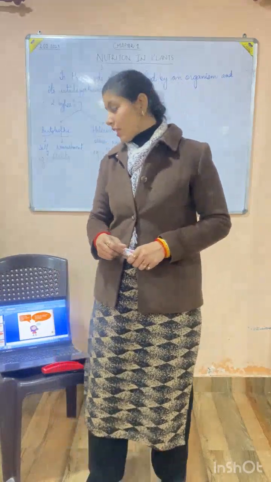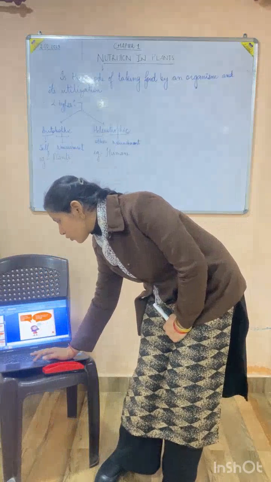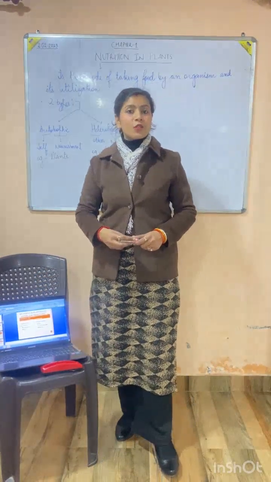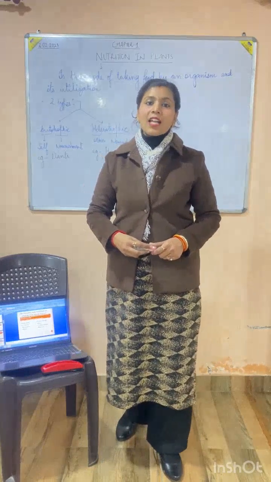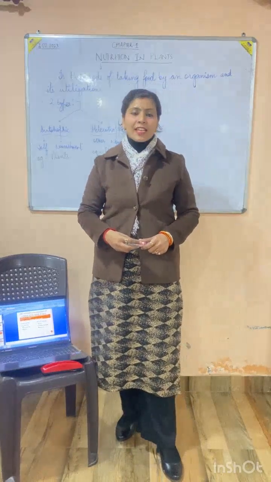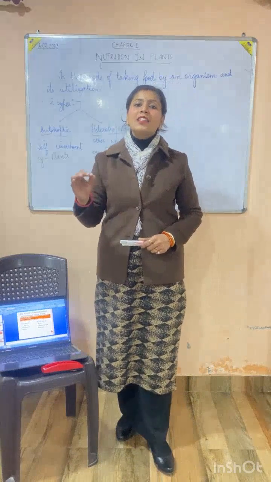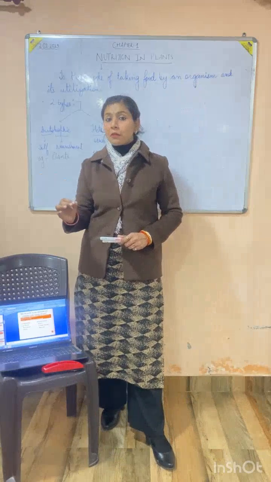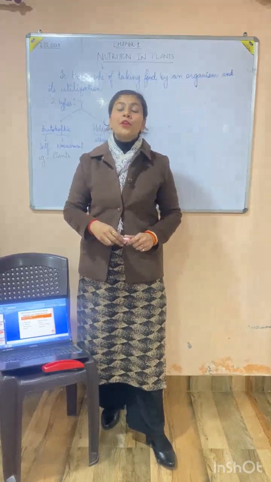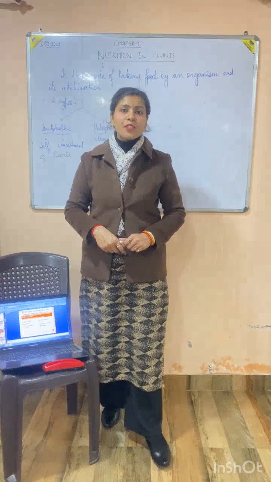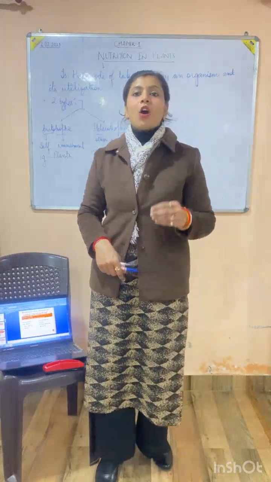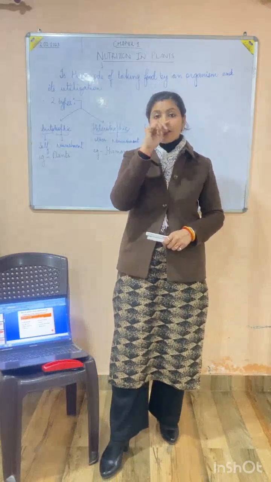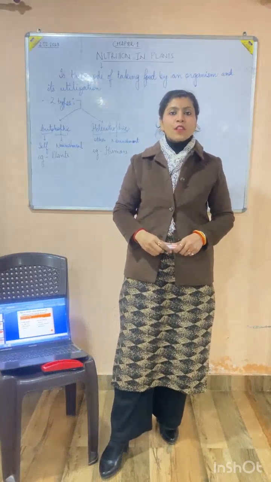The first question, as I show in this picture: do plants also depend upon any other source for their food? The answer is no. Why no? Plants are the only organisms which make their own food. That means they are producers. So what are the producers? The organisms which prepare their own food for their survival are called autotrophs.